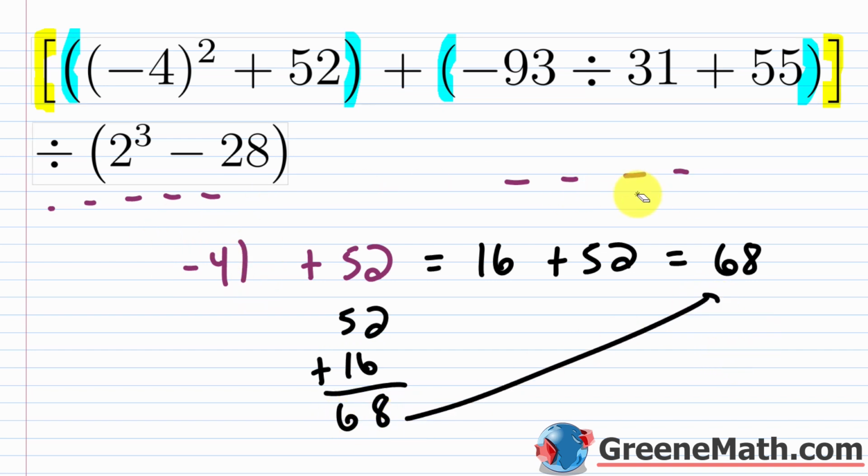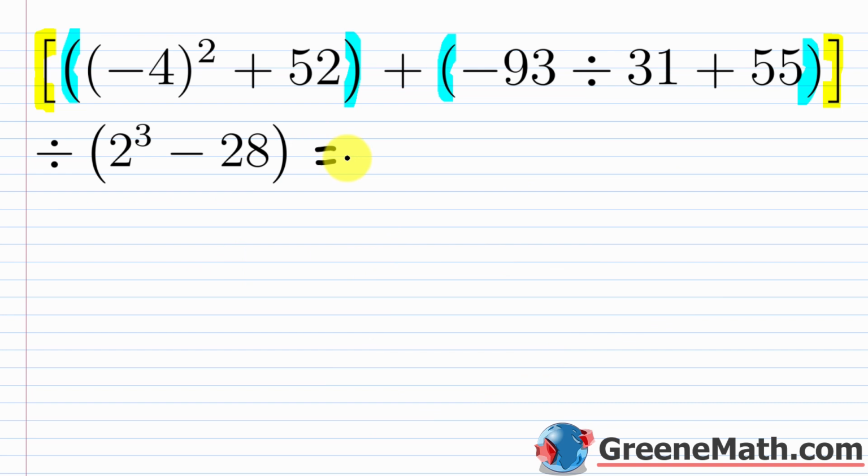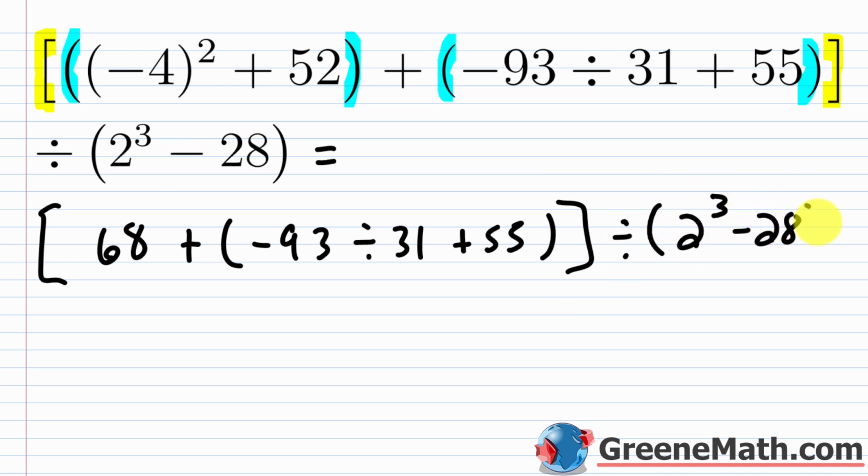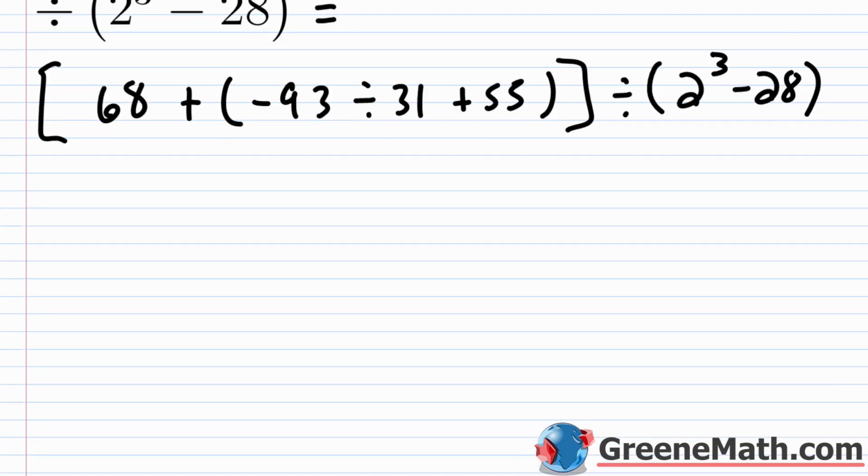Okay, so let's erase everything. And how much work you want to show is up to you. I'm just going to show all the steps so nobody's lost. I'm going to put the brackets here. The result of this is 68. Then plus, I'm just going to copy this. So you have negative 93 divided by 31 plus 55. So that's inside the parentheses. Close down the brackets, and then we're dividing by. So inside these parentheses, you have 2 cubed minus 28. Okay, close that down. Let me slide down here a little bit.